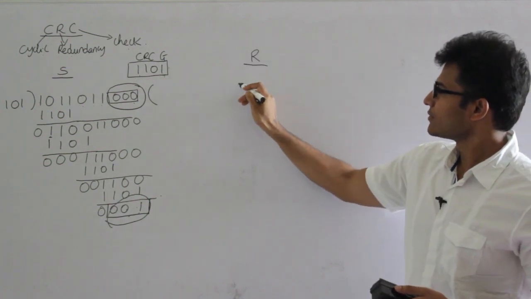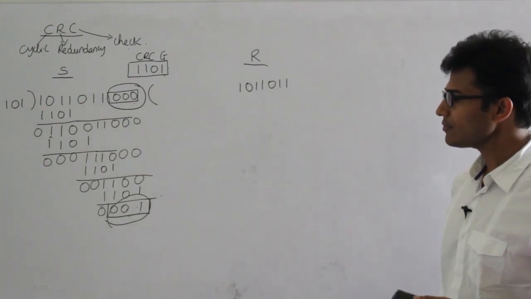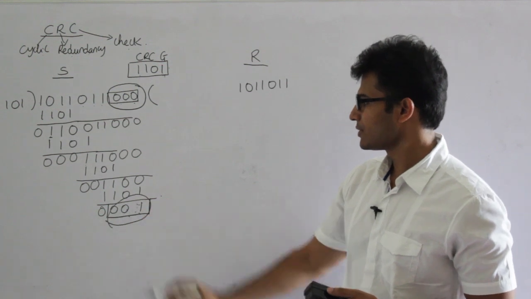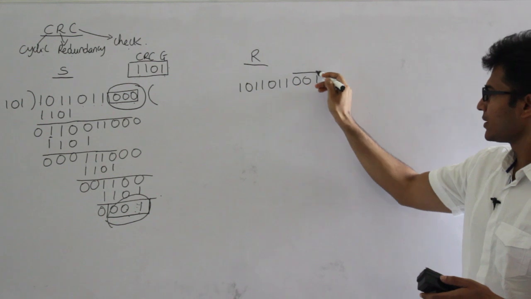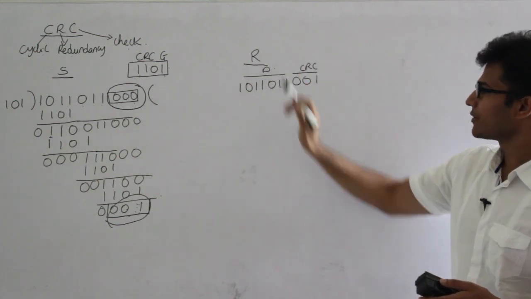the actual data, which is 1 0 1 1 0 1 1. Along with it 3 bits are appended. So what are the 3 appended bits? 0 0 1 0 0 1. So this part is the CRC and this part is the actual data that is being transmitted.